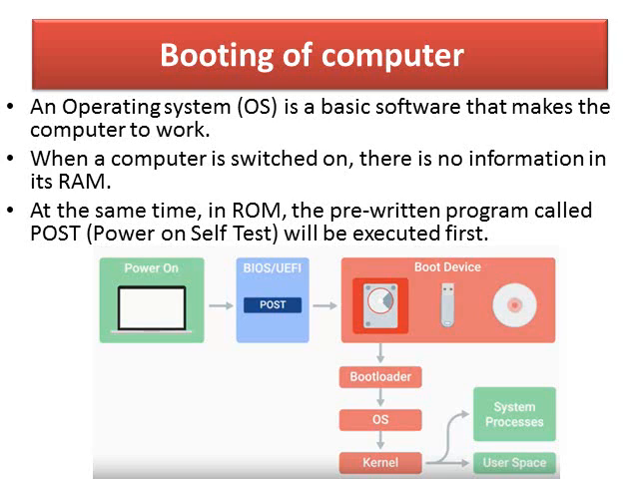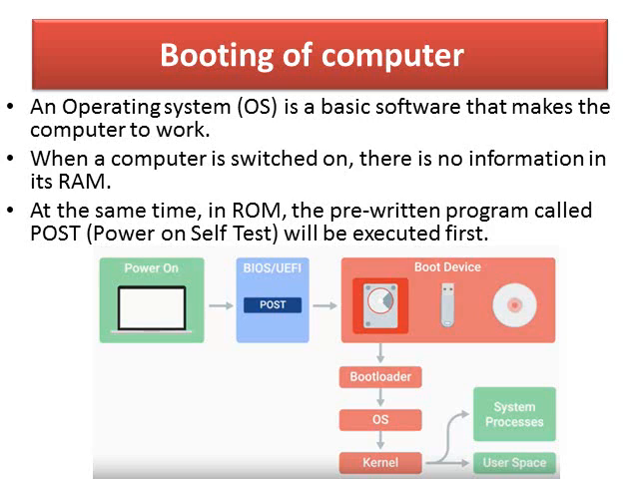Now we will see what booting is. An operating system, or OS, is a basic software that makes the computer work. So without an operating system, computer hardware is useless. When a computer is switched on, there is no information in its RAM. You know, children, RAM is random access memory. It's the primary memory of the computer, and there is no information in it. At the same time, in ROM, that is read-only memory, there is a pre-written program called POST. POST is power on self-test.